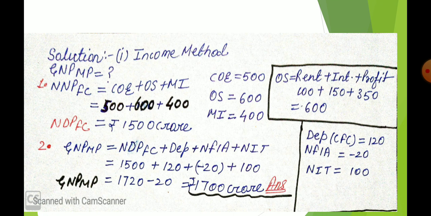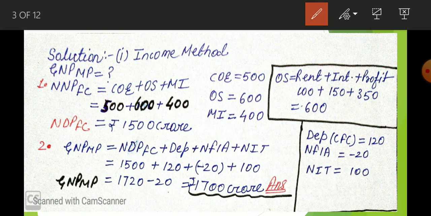Okay, first of all I'm going to explain this question with the help of the income method, okay student? So what do we have to calculate? We have to calculate GNP MP, and we are going to use which method? Income method, okay? So whenever you use the income method, what do you get? You get, sorry, here it should be D, NDPFC. And this NDPFC is the sum total of COE, operating surplus and mixed income.